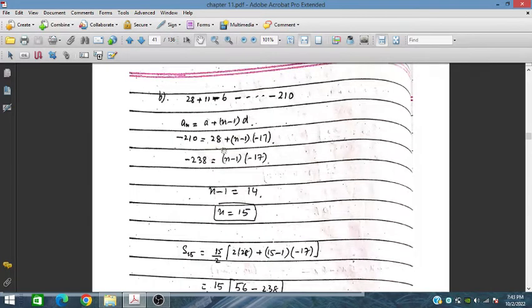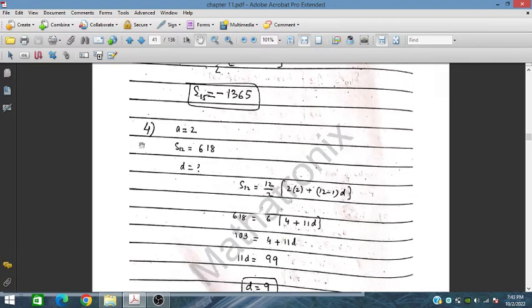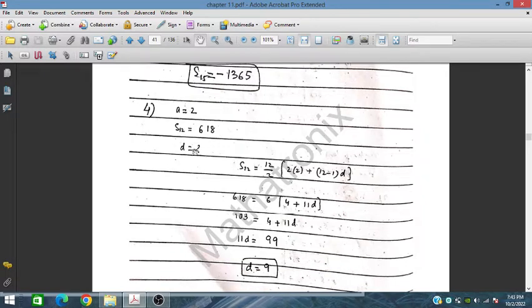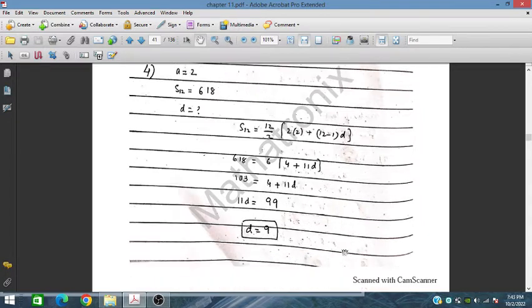The third part has not been discussed, so this is easy. For the fourth one, a is given as 2 and S12 is given as 618, and we have to find the value of d. This is simple. For S12 we write down 12 in place of n. It's simple, and we have obtained d there.